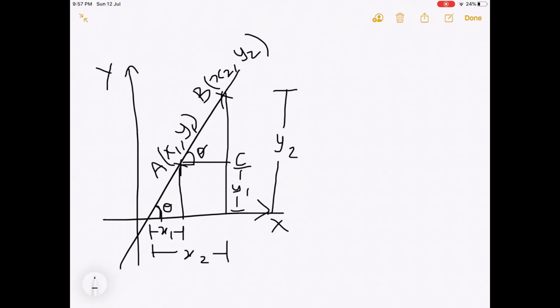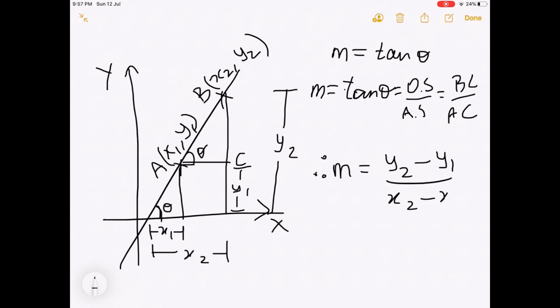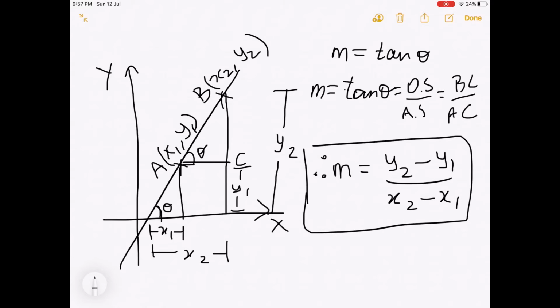Okay, so now we know that m is equal to tan theta, and we also know that tan theta is equal to opposite side by adjacent side, which is nothing but BC by AC in this graph. So therefore m is equal to, BC is nothing but y2 minus y1, and AC is x2 minus x1. So therefore this is the formula to find the slope of a line when coordinates of 2 points are given.